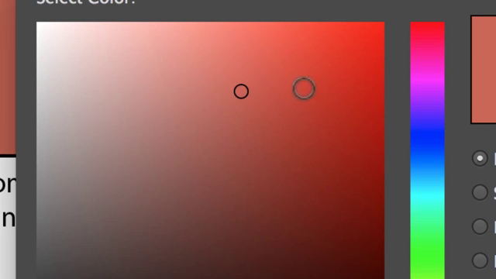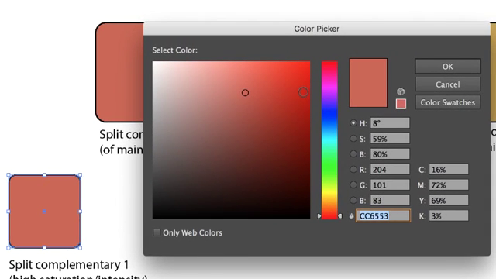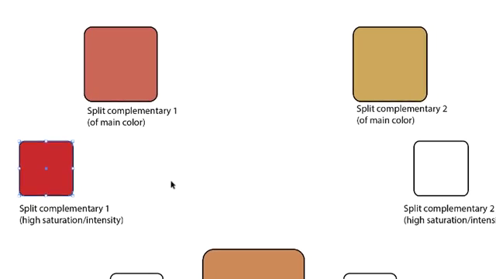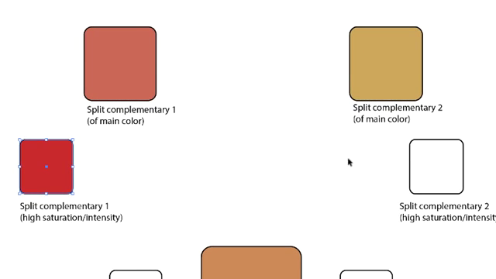So I'm going to stay on the same horizontal. See that? I'm coming over here, clicking there. So now this is the new color. Click OK. This guy is a lot more intense and saturated than this dude here. Repeat the same process over here with split complementary 2. I'm not going to repeat it because you can just rewind the video and watch.